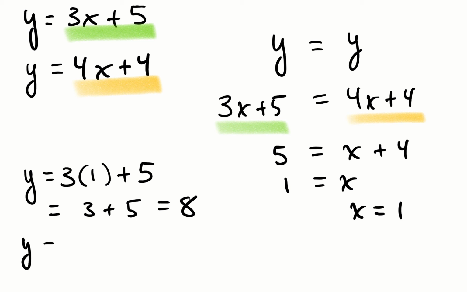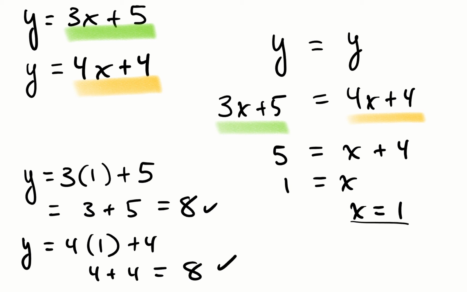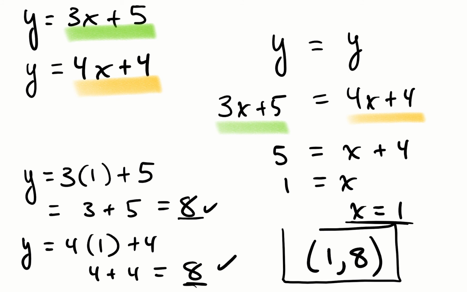So in the second equation, it says y is equal to 4 times x plus 4. 1 times 4 is 4. 4 plus 4 is also 8. So we can see in both cases when I put in that x was equal to 1, I got values of y that were both 8. So my solution, the answer to this system of equations, is a point. It's the point where x is 1 and where y is 8. So I write this down as an ordered pair, and this problem is now finished.